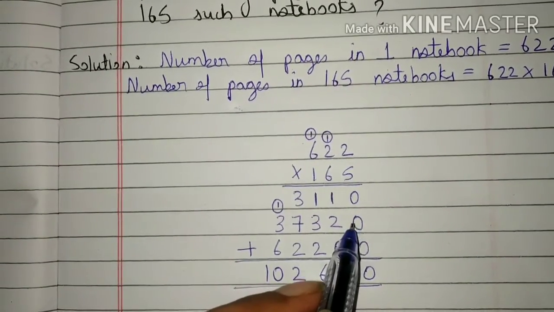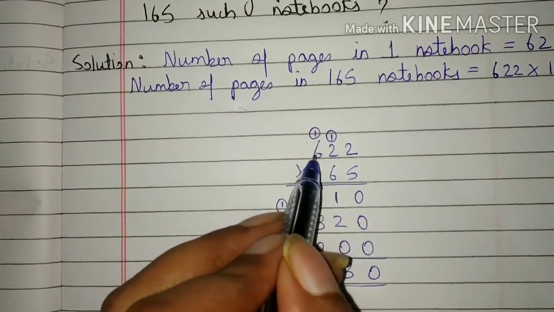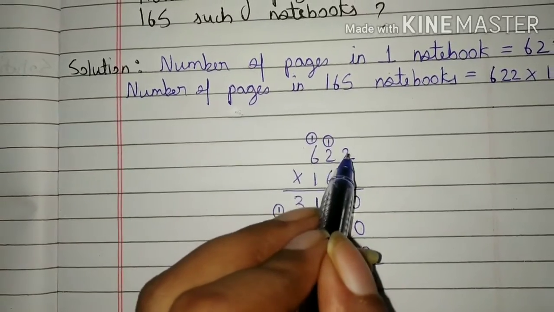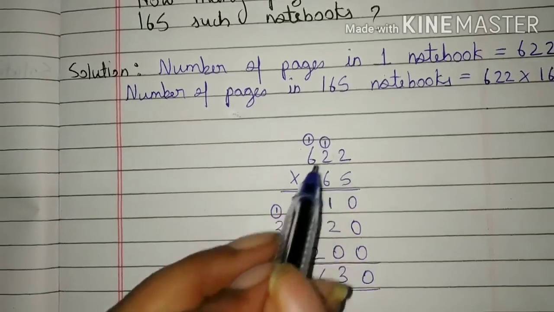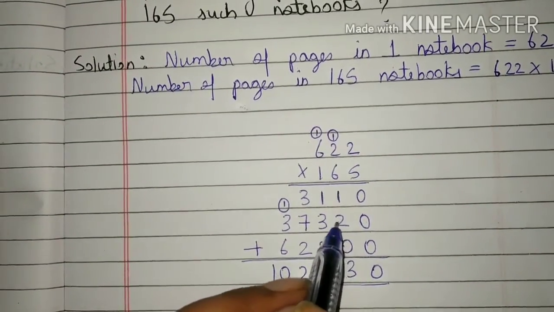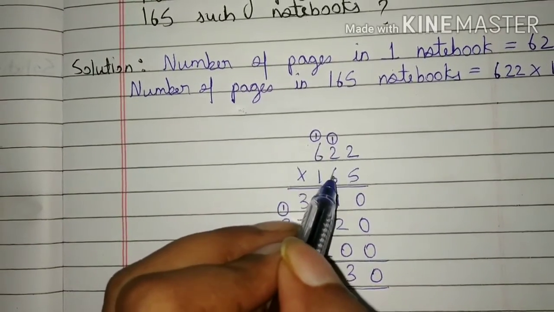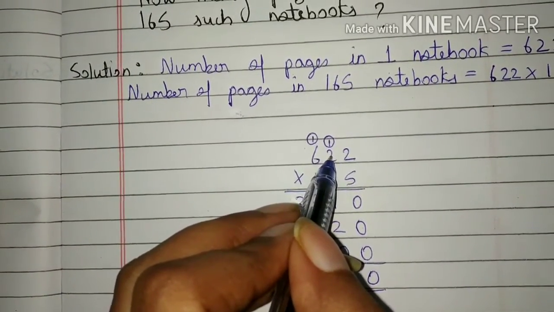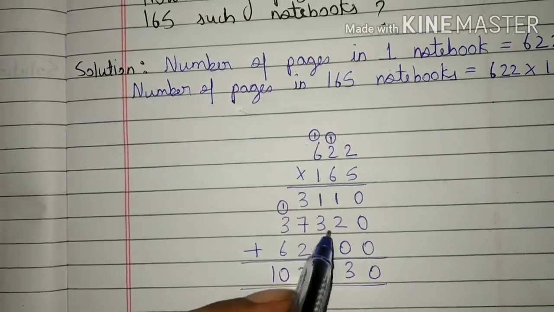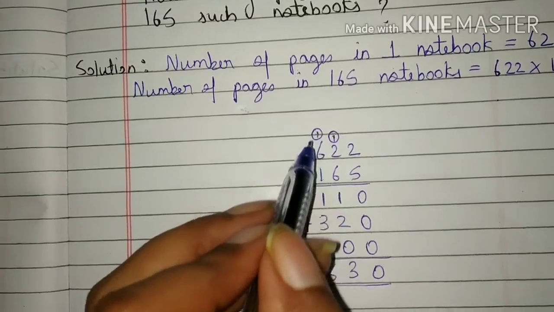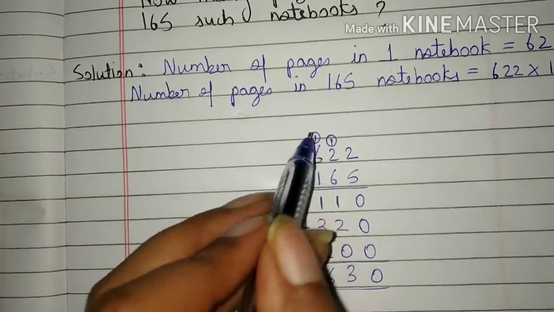Now students, we will write 0 here and then we will multiply 622 by 6. So 6 into 2 is 12. 2 we have written here and 1 will be carried here. 6 into 2 is 12 plus 1 is 13. 3 we have written here and 1 will be carried here. 6 into 6 is 36 plus 1 is 37.